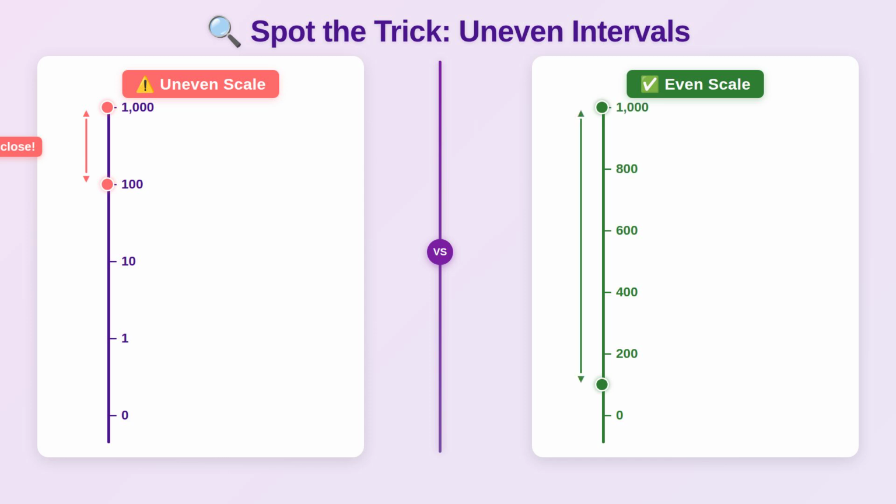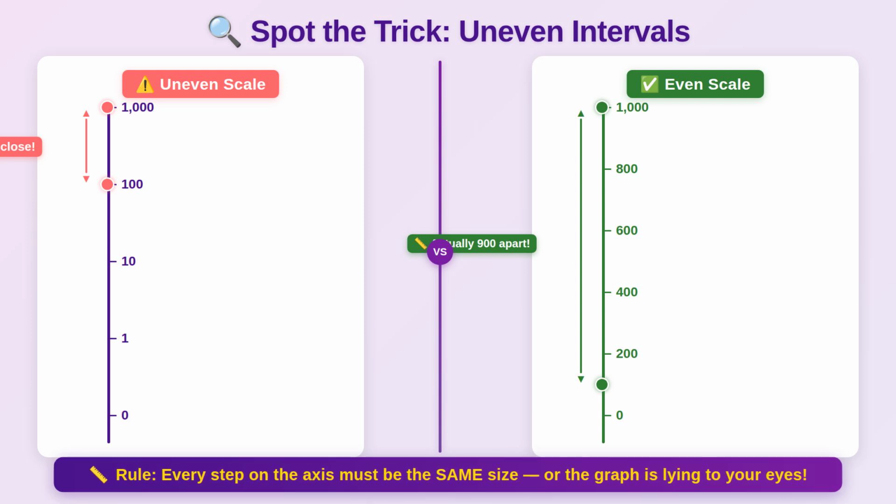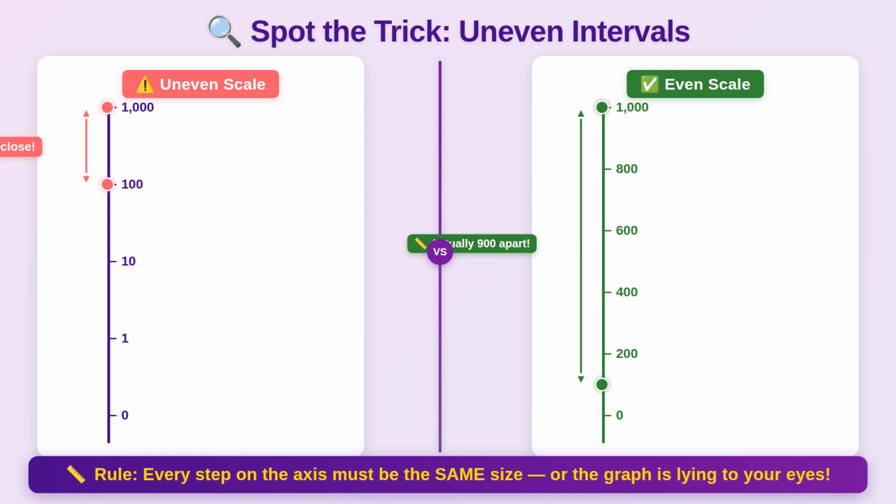Each jump is 10 times bigger than the last. A data point at 100 and a data point at 1,000, on this scale, they look close together, but the actual difference is 900 units. Now look at the same data on an evenly spaced axis. 0, 200, 400, 600, 800, 1000. Suddenly, that gap between 100 and 1000 is obvious and huge.